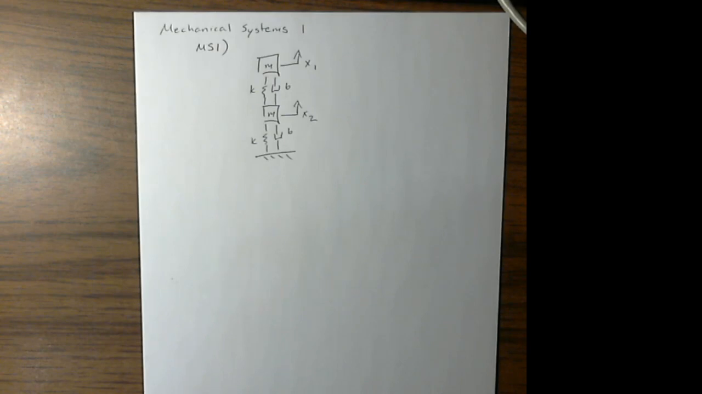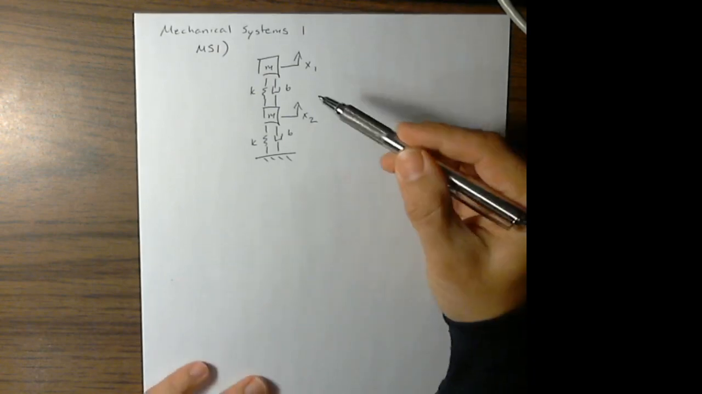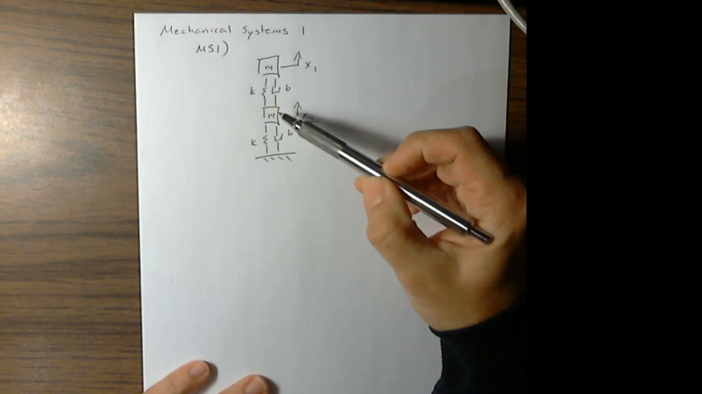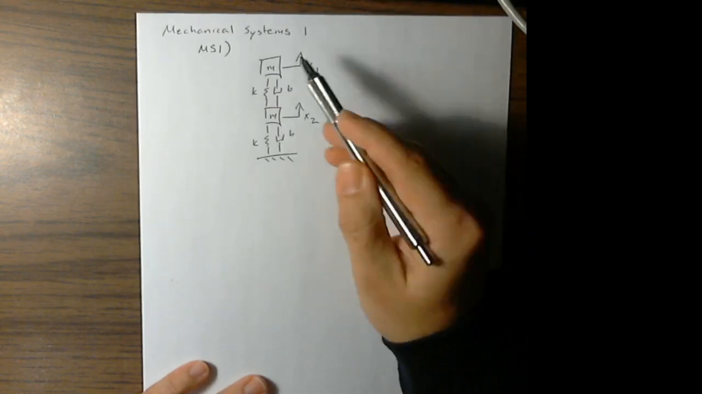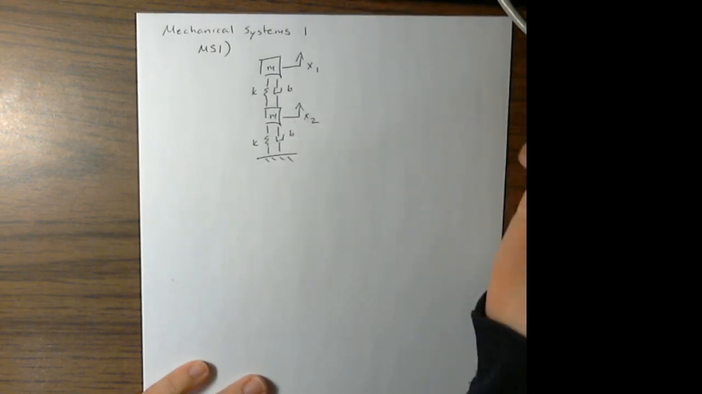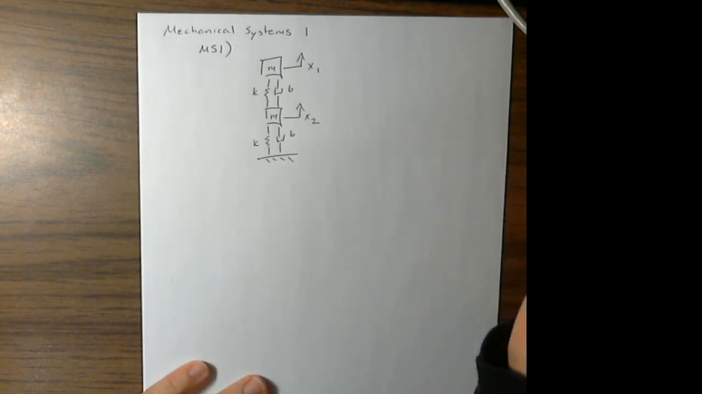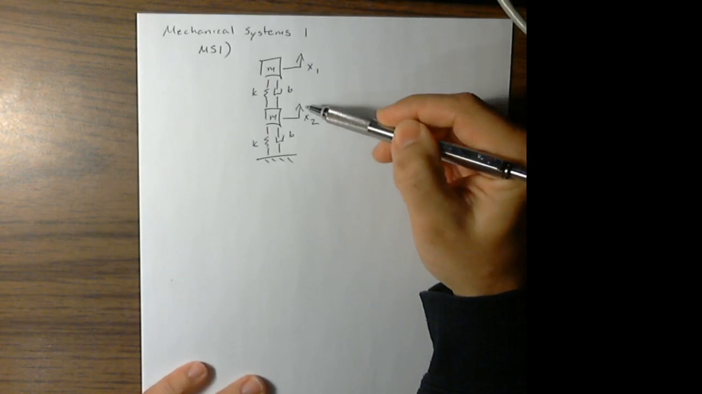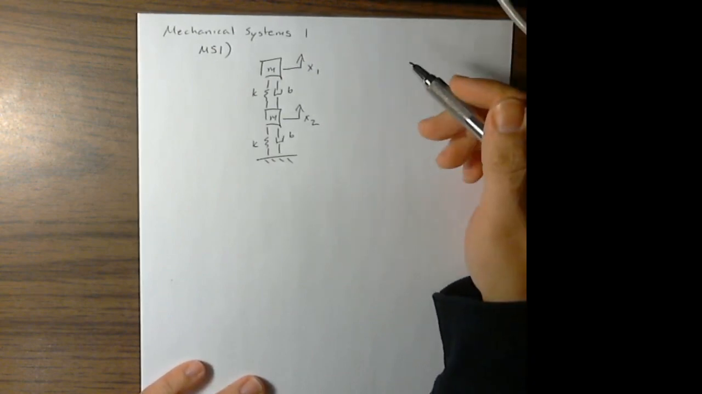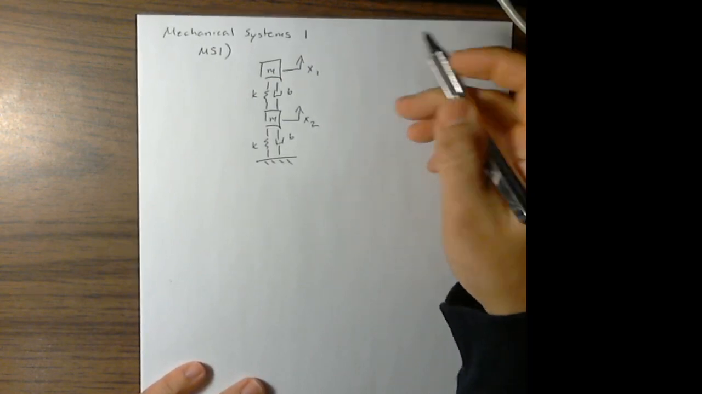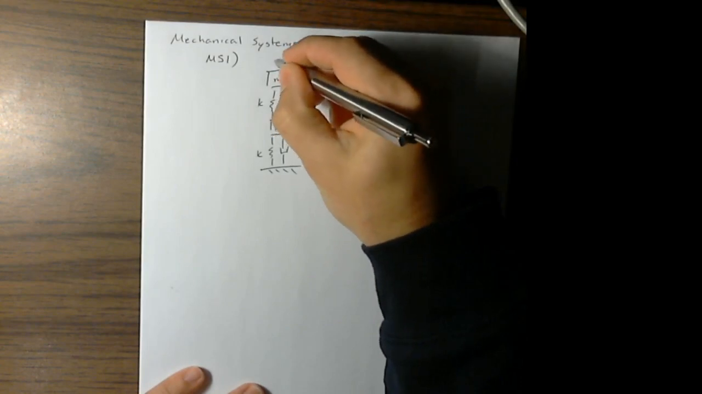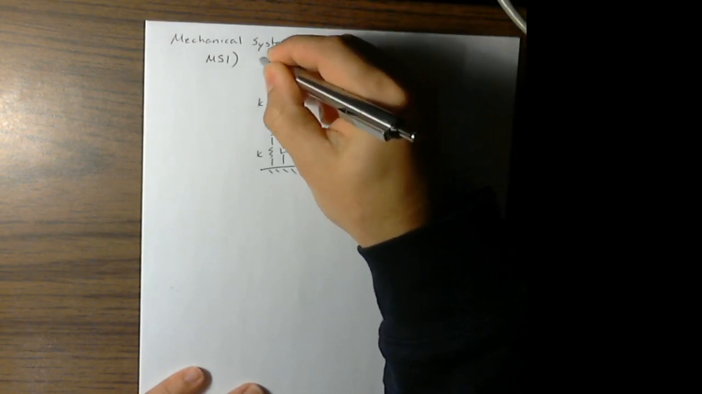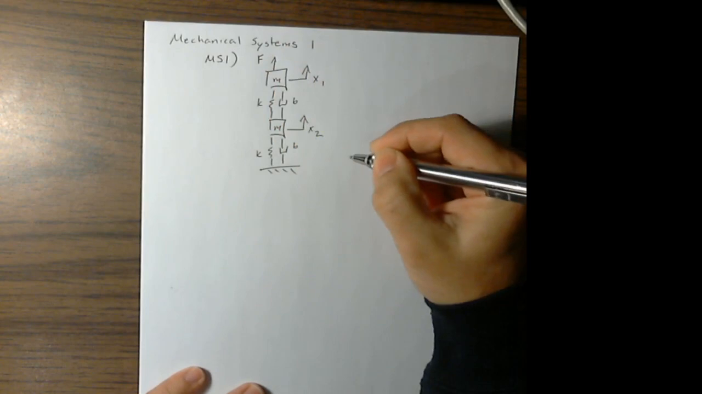Okay, so to get started, let's just look at the problem we've come up with here. It's two masses, the same mass, two springs, and two dampers. All parameters the same, but we've got two separate displacements, right? So here I've got an x1 and an x2. We need some way to drive the system. Why don't we just add a force? Oh, let's add a force here. Why not? At the top one.